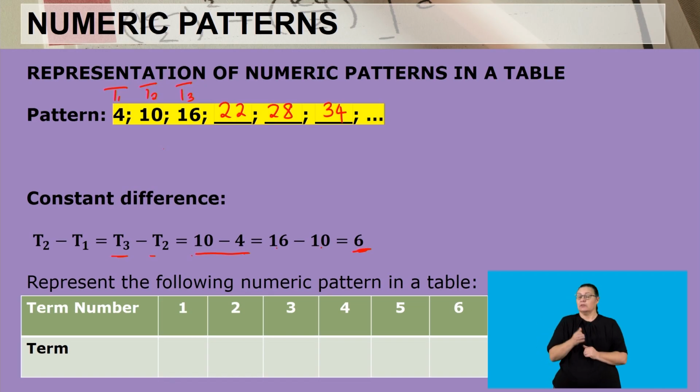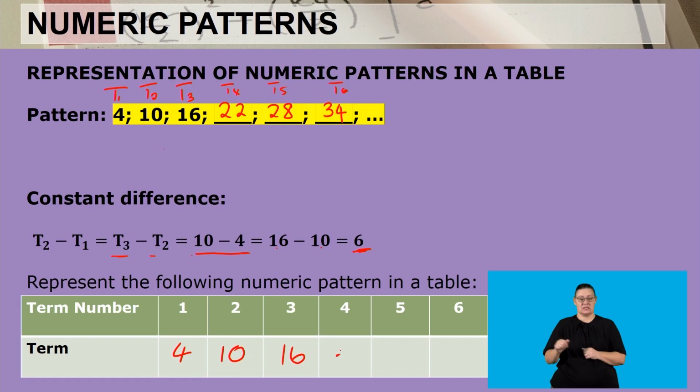So here at the top of my table, I've got the term number, which is term number 1, 2, 3, 4, 5, and 6. That's where we are going to stop. But as shown in our pattern, this pattern does continue over there. But let's just represent the first 6 terms. So as we've spoken, the first term is our 4. The second term is our 10. The third term is our 16. Of course, there our fourth term, our fifth term, and our sixth term.